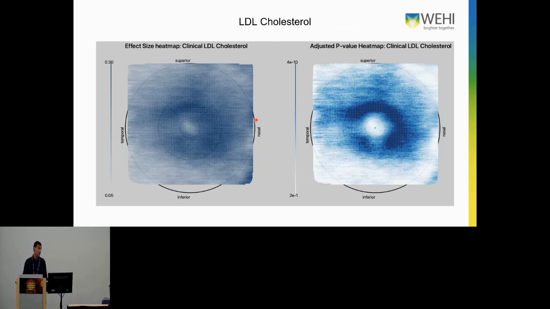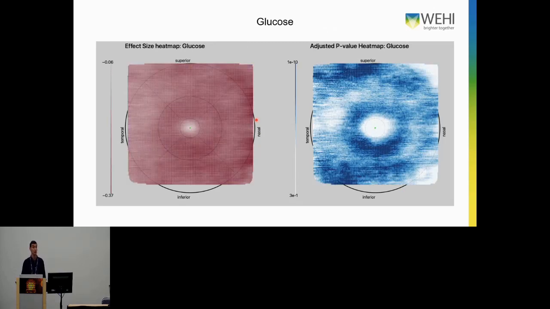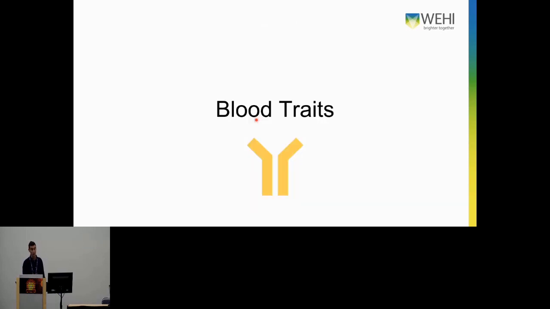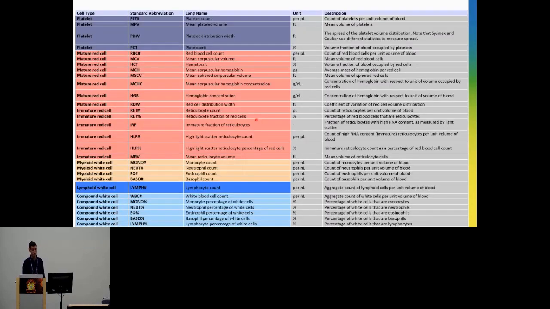If you look at different metabolites, for example, what LDL cholesterol does, and again, we can see shapes, or for example, your amount of glucose. The higher your glucose, the thinner your retina, probably driven by the effect that glucose has on your metabolism and your general health. Omega-6 fatty acids, we know that omega fatty acids are quite good for your health, and in fact, more of them increases retinal thickness, which is quite nice. And then I just want to conclude by showing the blood traits as well.